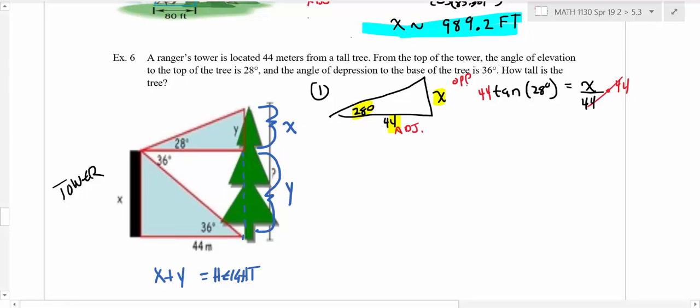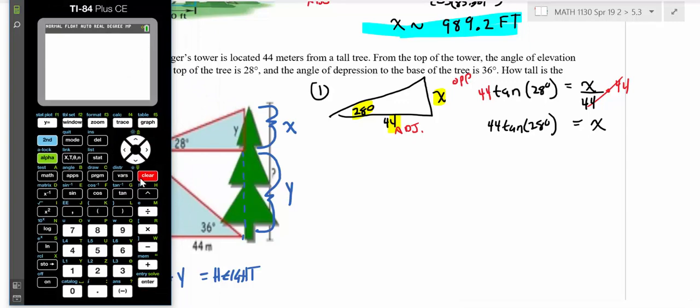Then I can go straight to my calculator. So I have x equals 44 tangent of 28 degrees, and then I can get that on my calculator. I'll just round these to 1 decimal as I go. So 44 tangent 28 degrees gives a distance of 23.4 meters. So that's approximately what that distance is.